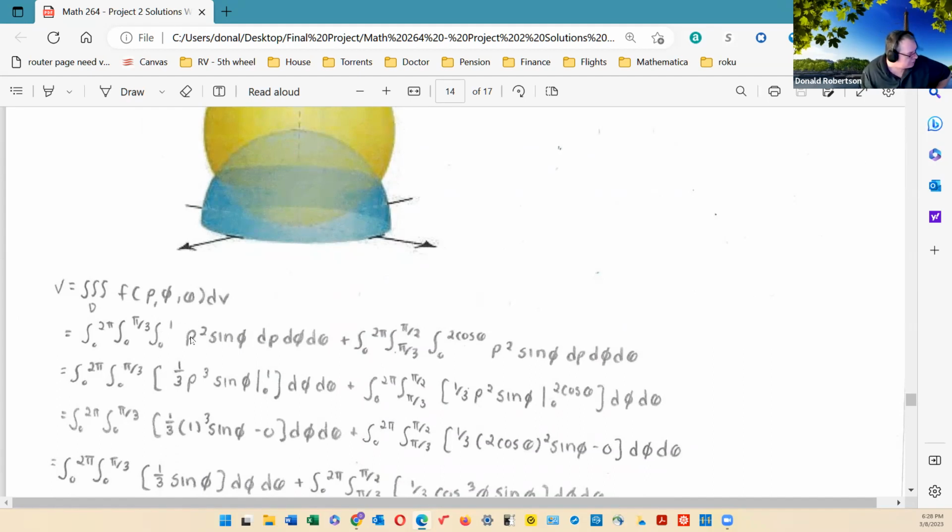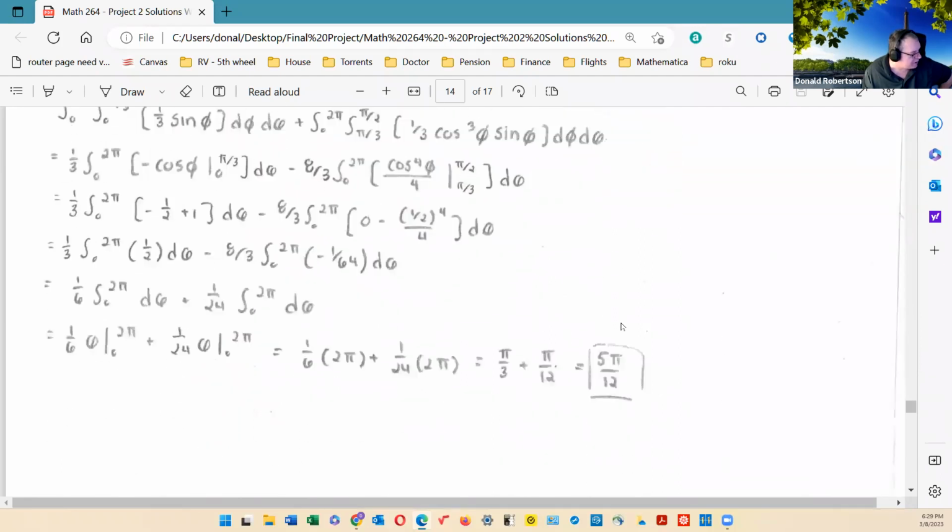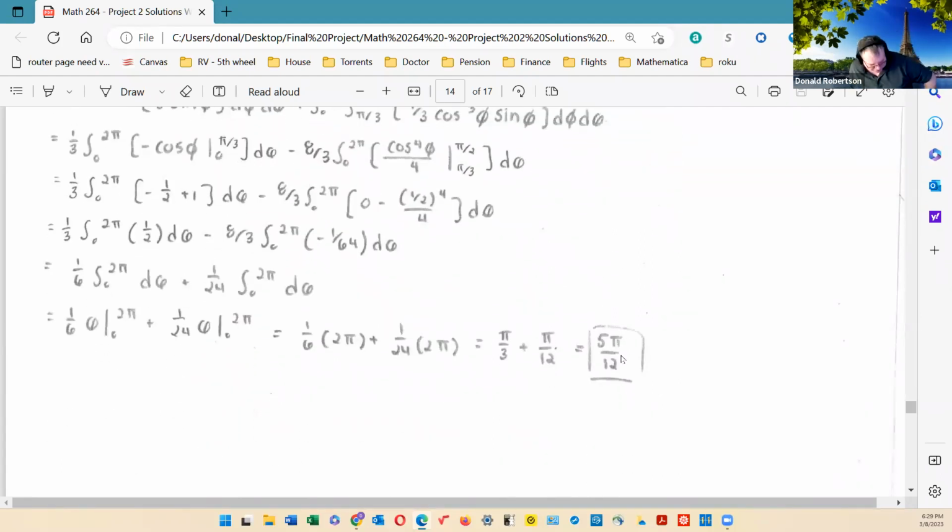So 0 to 2 pi for both of them. This one, the yellow guy, phi goes from 0 to pi upon 3. The blue half of the egg is pi upon 3 to pi upon 2. And once you've set this horrible mess up, the next 12 lines are really just integration. In this case they're variables separable, in this case they're not. But as you fight your way through it, you will get 5/12 pi when you get to the end.